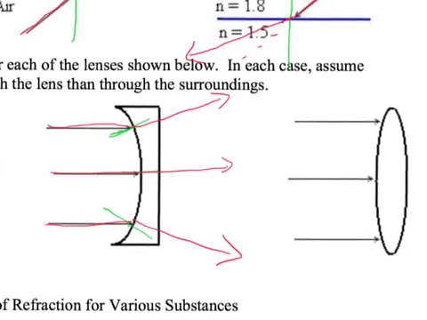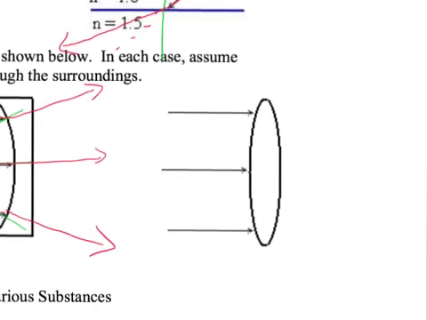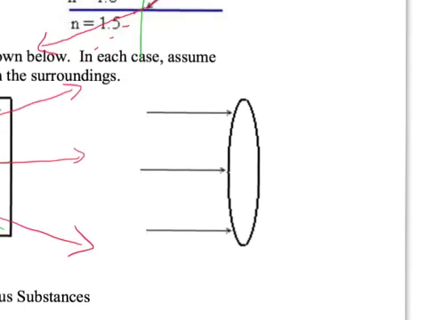The next one we have is a biconvex lens system, and it's going to be a lot like the first one we drew. So what we're going to do is draw our normal lines. Oh, I'm going to try to do a good job this time. There's one, there's another one, and here is another one.